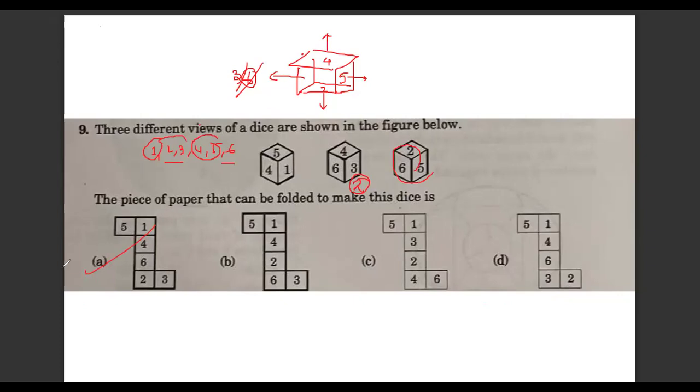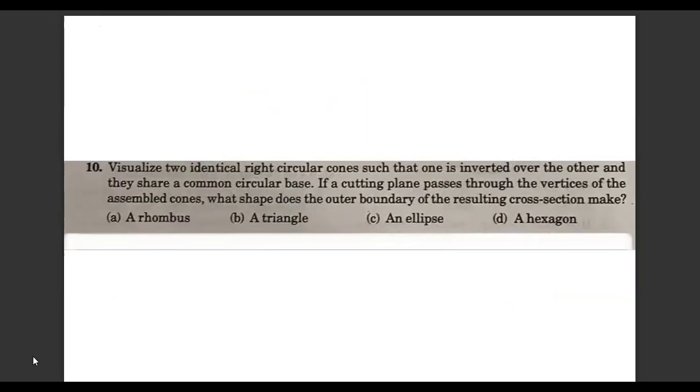Question number 10. Visualize two identical right circular cones such that one is inverted over the other and they share a common circular base. If a cutting plane passes through the vertices of the assembled cones, what shape does the outer boundary of the resulting cross-section make? According to the question, this is a cone. And the vertices, let us say, vertices. This is also your vertices.